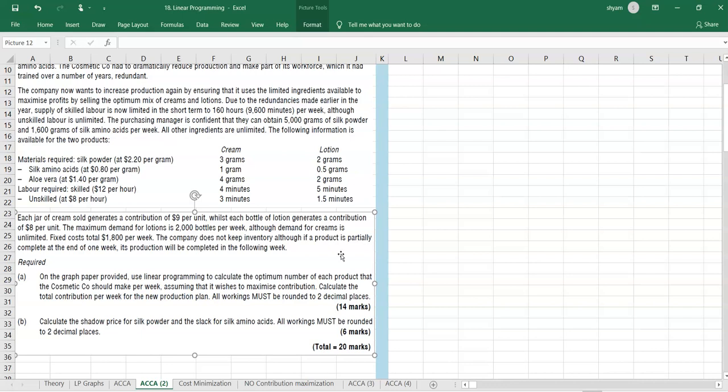Okay, so we'll start to do this sum. We'll do this sum in 2 ways. One is using the chart, where we'll find the iso-contribution line and find the optimum point. We'll also use the simultaneous equations method and find the optimum point. In the exam, we don't know which method they will ask, so we'd better use both methods. Okay, so we'll start now.